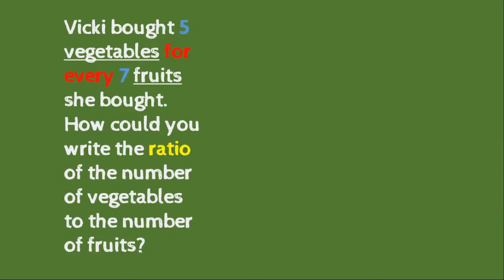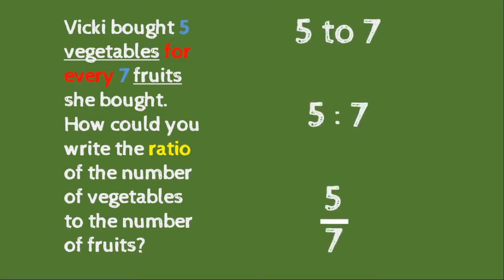In our first example of a word problem, we will have Vicky who's bought 5 vegetables for every 7 fruits she's bought. How could you write the ratio of the number of vegetables to the number of fruit? Well, this could be represented the number 5, the word "to", and 7. This can also be mathematically represented by the number 5, a colon, and the number 7. This is also read as 5 to 7. And finally, it could also be represented as a fraction, 5 over 7.